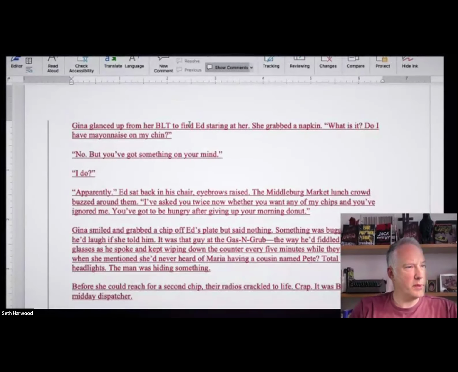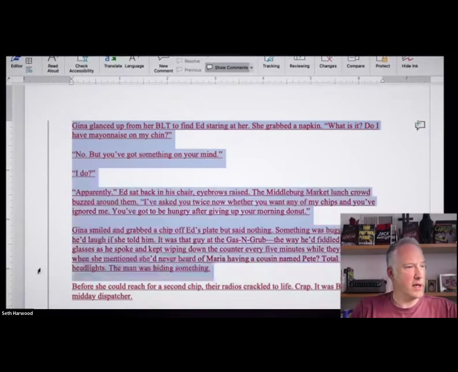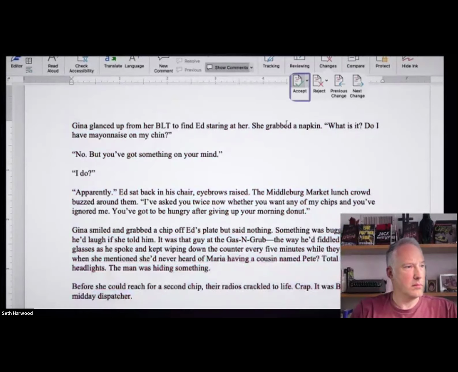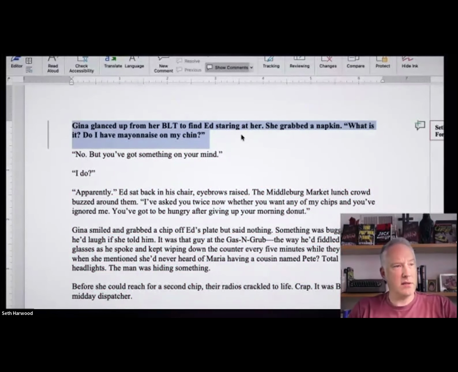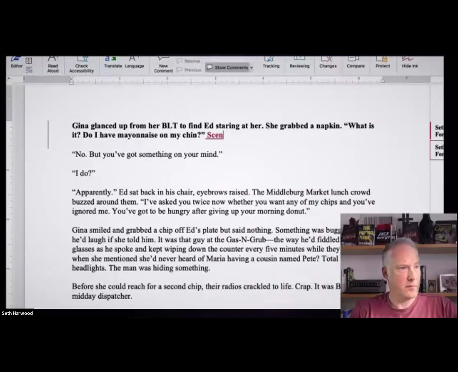"Gina glanced up from her BLT to find Ed staring at her." So this is a moment. This is in scene. "She grabbed a napkin." "What is it? Do I have mayonnaise on my chin?" All of this is in scene. That's great. "No, but you've got something on your mind."